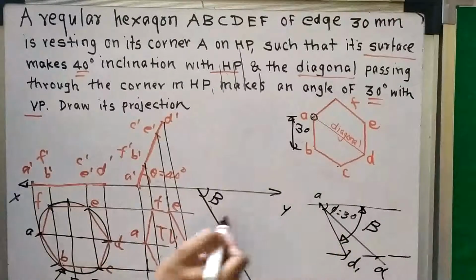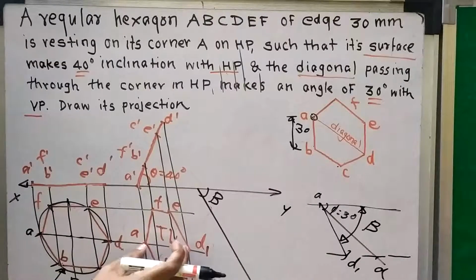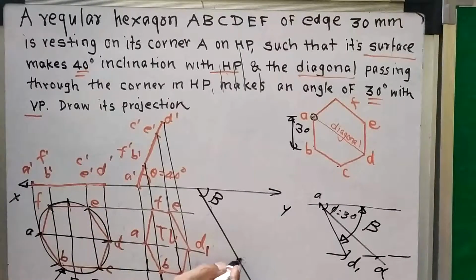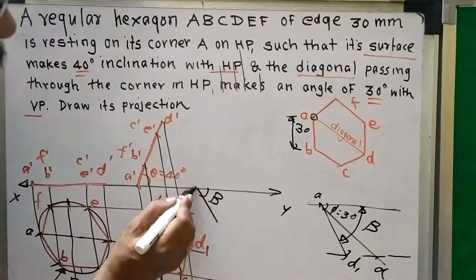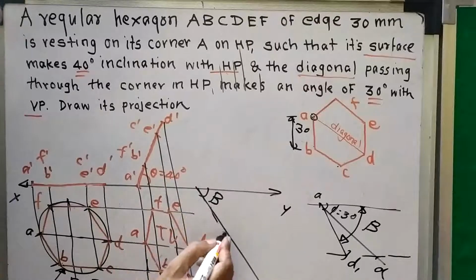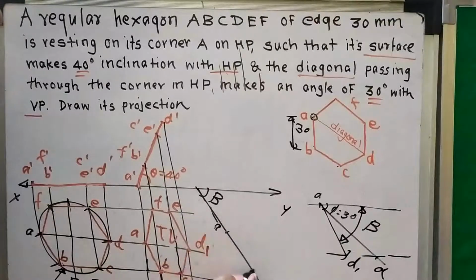This beta angle I will take here, and on this beta angle I will take this AD somewhere here. Suppose this is A and this is D, AD1. So I have taken this AD1 at an angle of beta, with A and D1 here. So AD1 I have taken at an angle of beta.